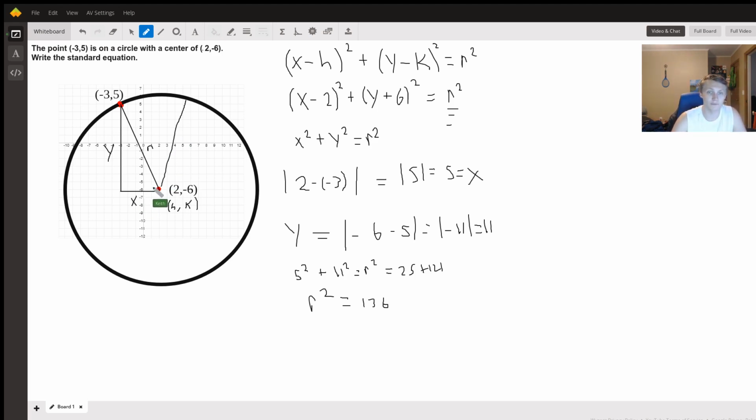I couldn't even get it to fit on the graphing software in here. So our final equation is going to be x minus 2 squared plus y plus 6 squared, let's clean that up a little bit, is equal to 136. And there you have it.